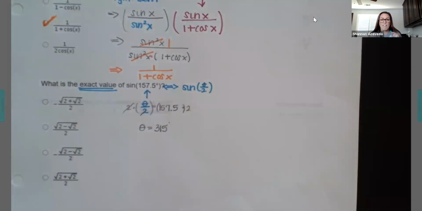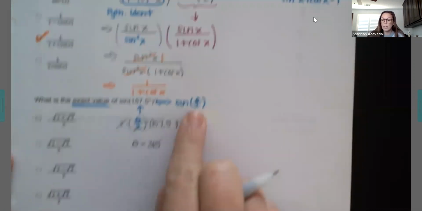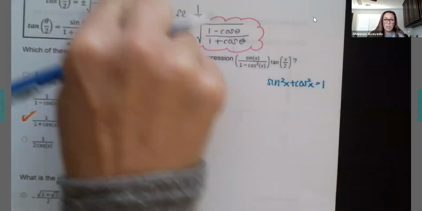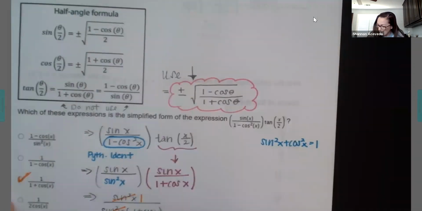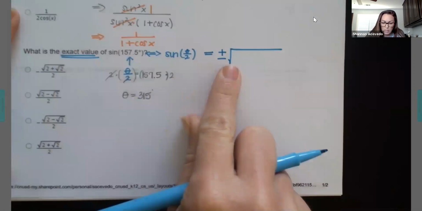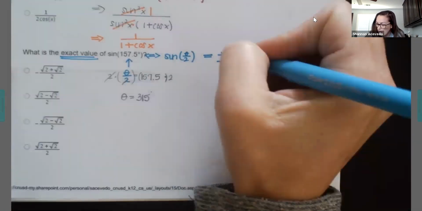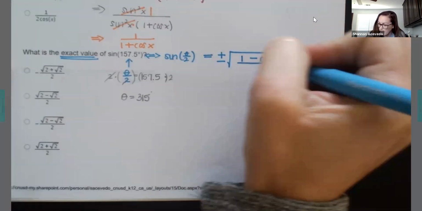This number is on my unit circle. This is a good sign. If that happens, if I solve for theta and that value is on my unit circle, then I can use my half angle formula. And if I look here, sine of theta over 2 is equal to plus or minus the square root. So I'm copying this equation down right here. So it's equal to plus or minus the square root of 1 minus cosine of theta all over 2.